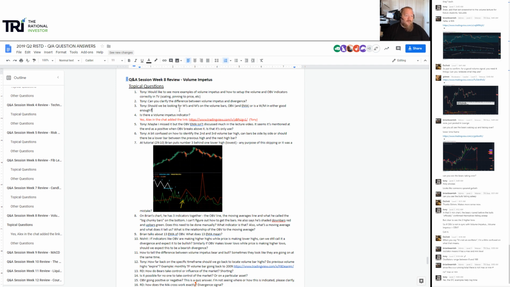Should we be looking for M's and W's in the volume bars, OBV, or is the WM in either good enough? We want to be looking for the M's and W's in the OBV signal itself. It can be said that 3 lower highs is kind of like looking for an M with an extra shoulder when it comes to volume impetus. Might be a good way of thinking about it, but we only ever look for an M in that case. And for the EMA, we're just looking for a cross of the EMA.